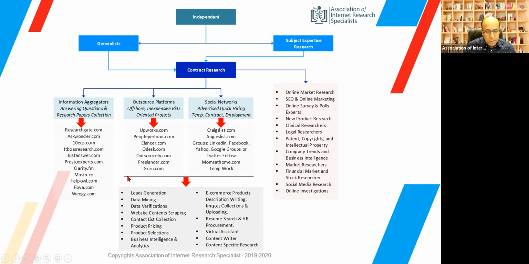And then under these two blocks, you see this line. What this is saying is that for these two opportunity blocks, within these portals and websites, you would find that there is a kind of work which is given a heading or a title, and those are listed here. Like lead generation, data mining, data verification, website content scraping, contact list collections, product pricing, product selection, business intelligence and analytics, e-commerce product description writing, images collection.